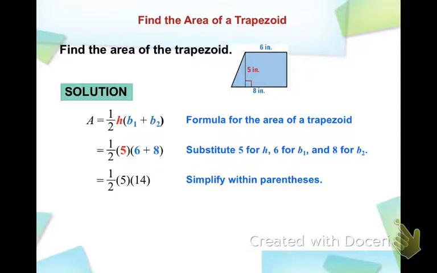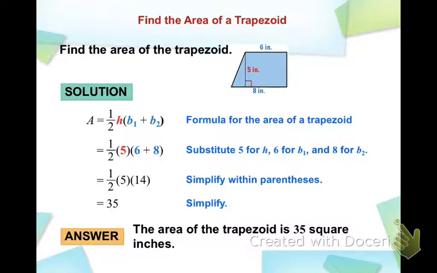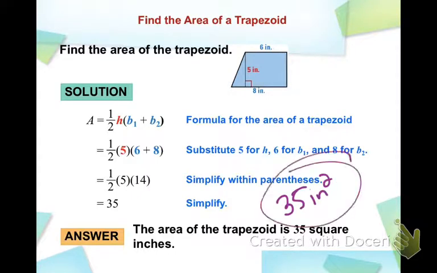You should still be using your calculator. If you don't have one, get one. Or you can take half of either of those numbers. For example, half of 5 is 2.5 times 14, or half of 14 is 7 times 5. Okay? If you go ahead and do that, you're going to get 35. However, we do need our label, which happens to be 35 square inches, or 35 inches squared, and that should be your answer for the first one.